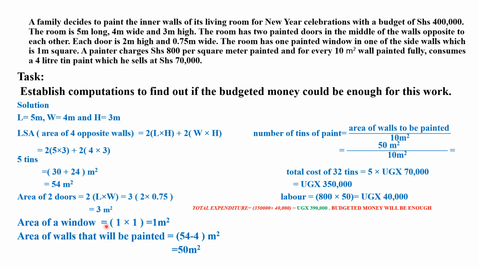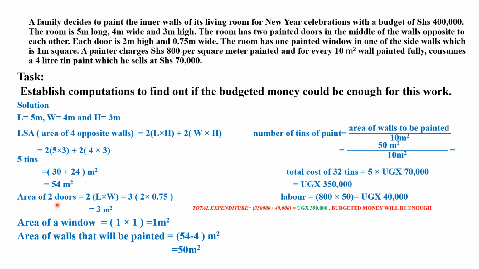Then the area of a window is 1 square meter. And again, here they are saying that it has 2 doors which are painted. It means that on those walls where a window is, you are not going to paint there, because the windows and the doors are not part of the painting. You are painting only walls. Where the windows are, we shall not paint there. Where the doors are, we shall not paint there.